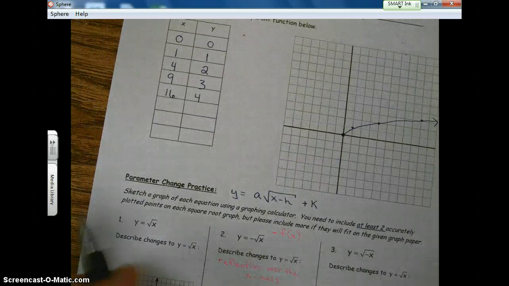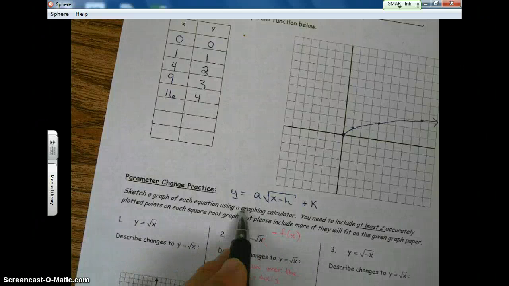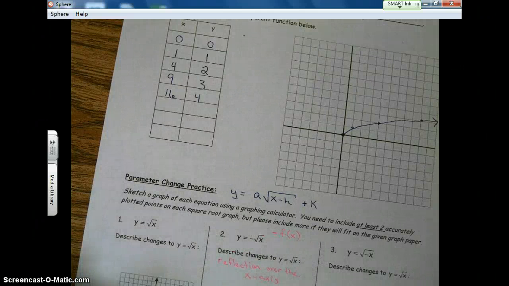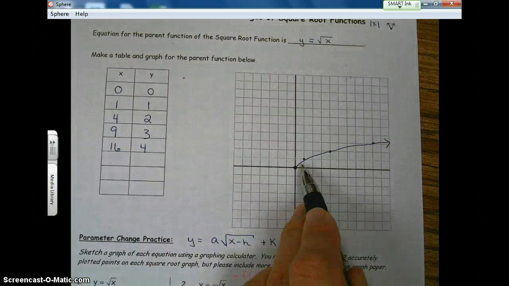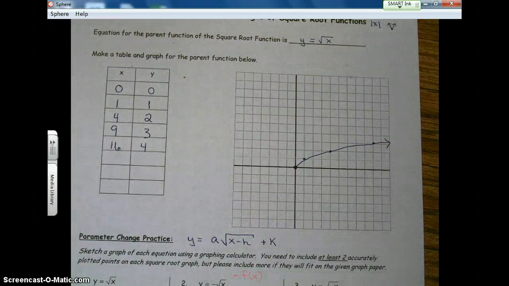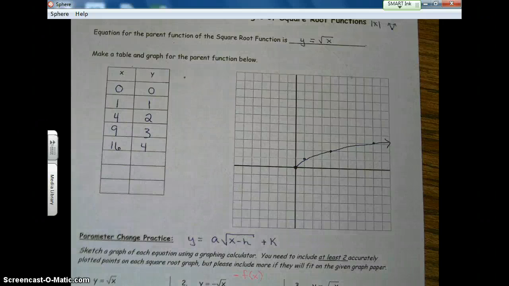Alright. I know it says using a graphing calculator here, but you don't need it. If you know the points on your parent, you can transform them. Okay? See you tomorrow.